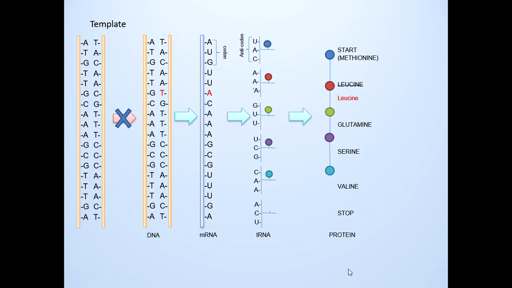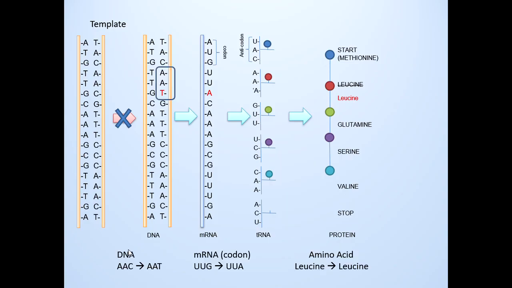In here, we have our original DNA again. Again, you'll see here where we have a point of mutation. In this case, we changed a C for T. So the sequence went from AAC to AAT. So messenger RNA was supposed to code UUG, but now codes UUA. The end result is that UUG coded for leucine, and the new mutation UUA also codes for leucine.